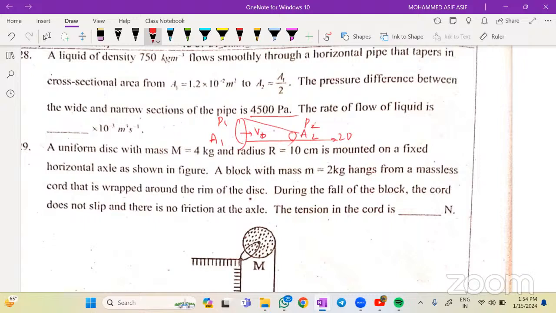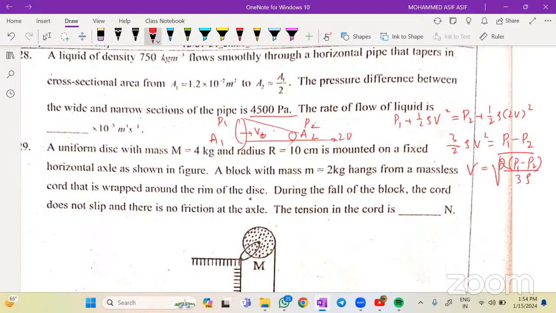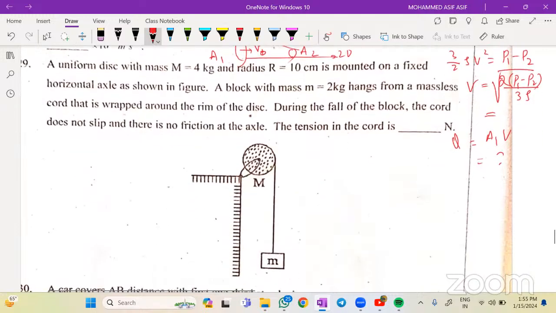So using Bernoulli's theorem I can write here P1 plus half rho V square is equal to P2 plus half rho into (2V) whole square. So this is 3 by 2 rho V square is equal to P1 minus P2. So from this V comes out, V is equal to under root of 2 times (P1 minus P2) divided by 3 times rho. From this the velocity comes out. The rate of flow, meaning Q, Q is equal to A1 into V, isn't it? A1 is given, V you put in, that will give me the rate of flow. Okay?